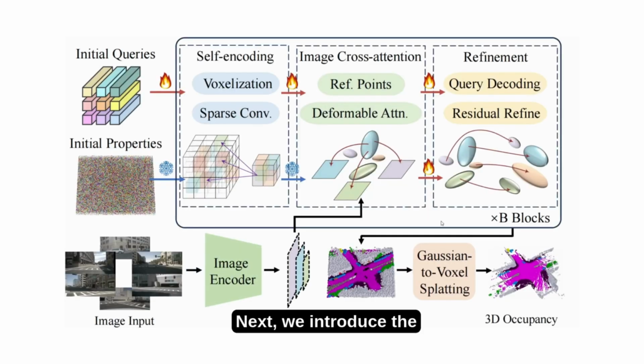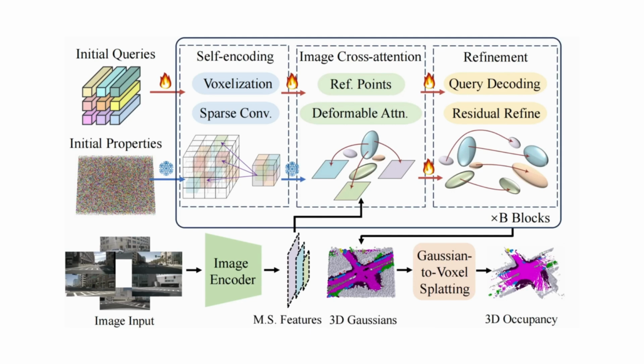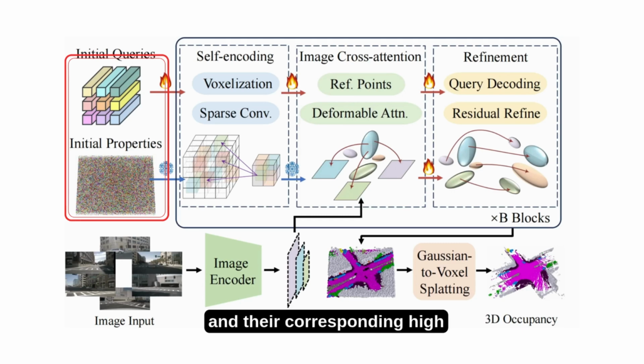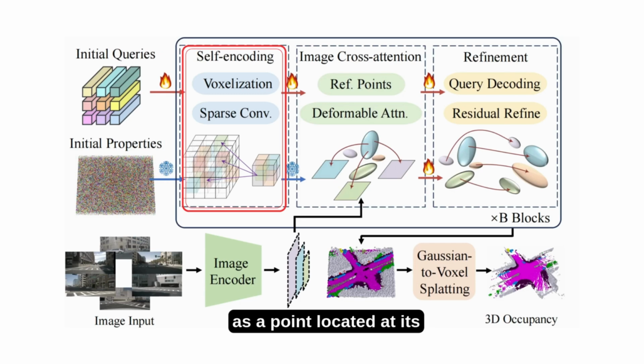Next, we introduce the GaussianFormer model, which learns meaningful 3D Gaussian distributions from multi-view images. The overall process is illustrated as shown. First, the 3D Gaussian properties and their corresponding high-dimensional queries are initialized as learnable vectors. Each Gaussian is treated as a point located at its mean, and the generated point count is voxelized.